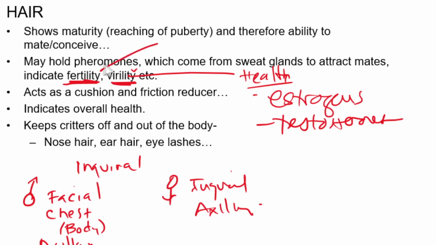Now, other parts of the body will become darker colored. That's going to be the areola around the nipple, and some of the genitals will become darker when they're more fertile. That's all that really is.